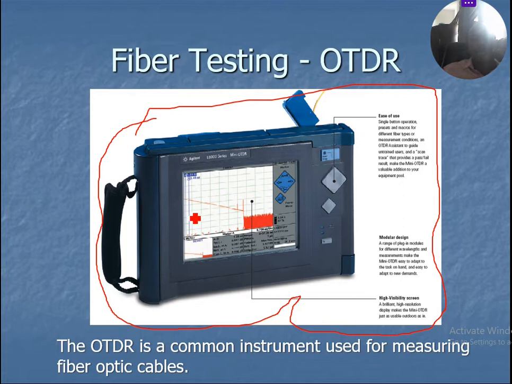How it does this is simply by reflecting light into the glass and being able to calculate how much power is present there, how much light is already there. So the OTDR is a common instrument used for measuring optical fiber cables. When you want to carry out a measurement of optical fiber cables, we use the OTDR. Is that okay? Okay, now let's move on quickly.